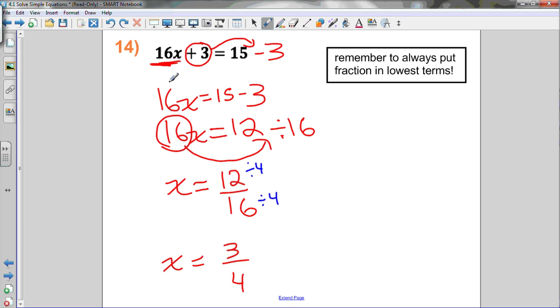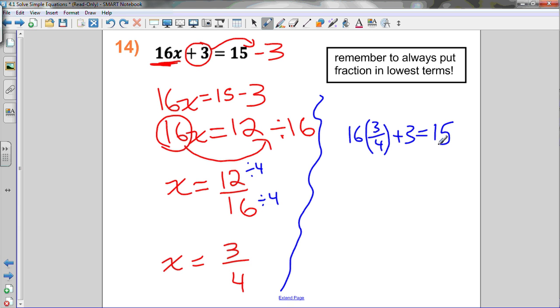And you can plug this back into your equation to make sure it's true if you would like. I'll do that for us. For this one, you might want to actually write it out and do the math. So let's check if x is 3 over 4, does the left side equal the right side? So I have 16 times 3 over 4 plus 3 equals 15. Let's check and make sure that's the right answer.